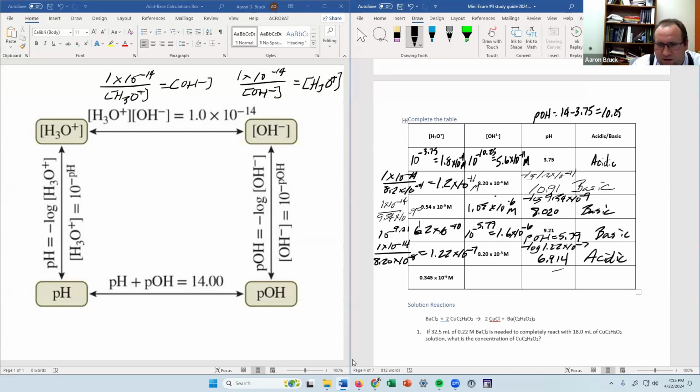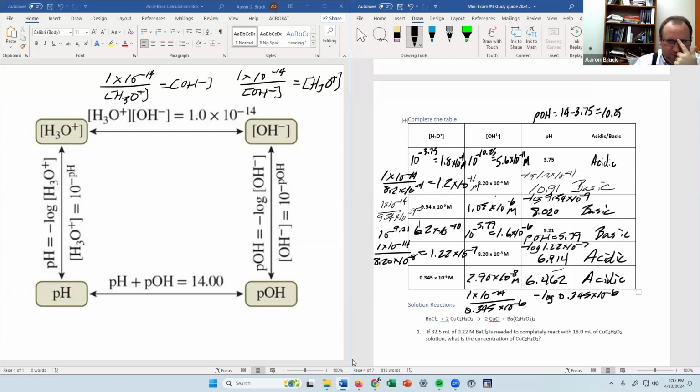And then again, same kinds of things here. The hydronium concentration can be converted into hydroxide. So if I take 1 times 10 to the negative 14th and divide by 0.345 times 10 to the negative 6th, I would get 2.90 times 10 to the negative 8th. To find the pH, I would take the negative log of the hydronium concentration, and I get 6.462, which again would qualify as acidic, although barely.